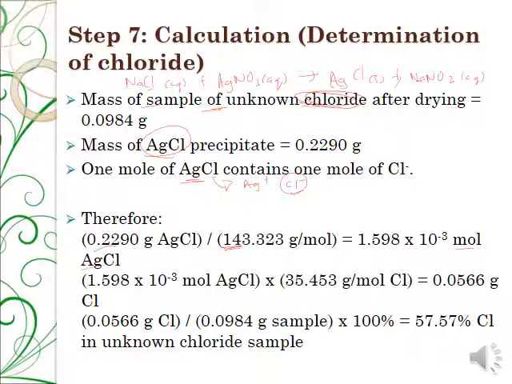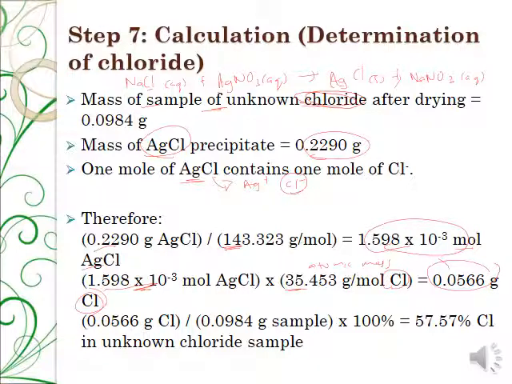Okay, so in this mole of silver chloride, we have 35.453 gram per mole of chloride ion. This is the atomic mass. So therefore, from this mole and this mass here, only 0.0566 gram is represented by the chloride ion only.